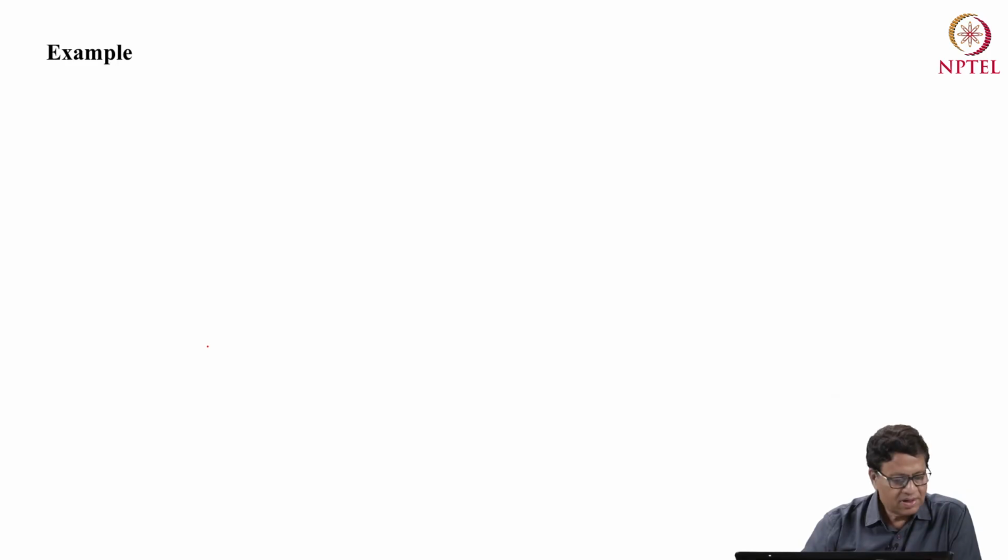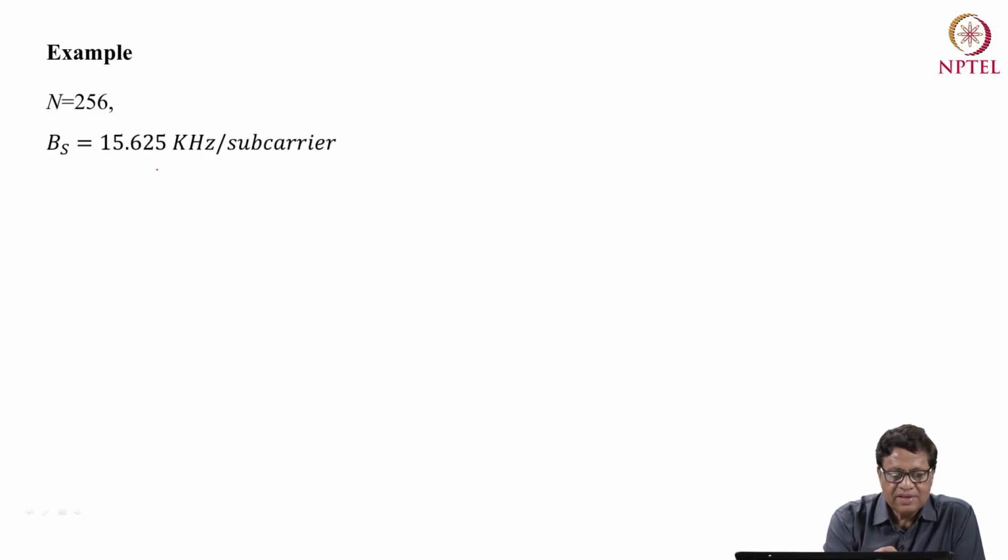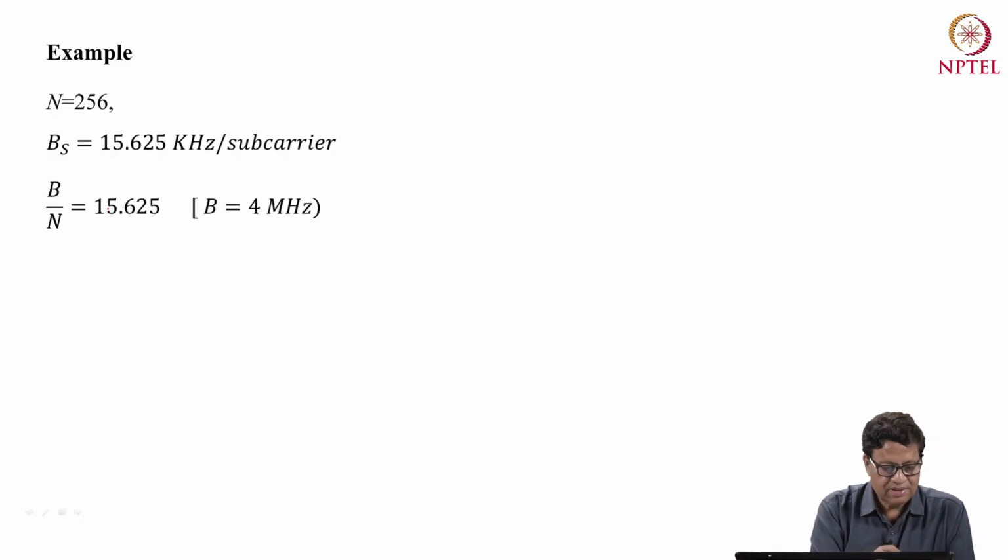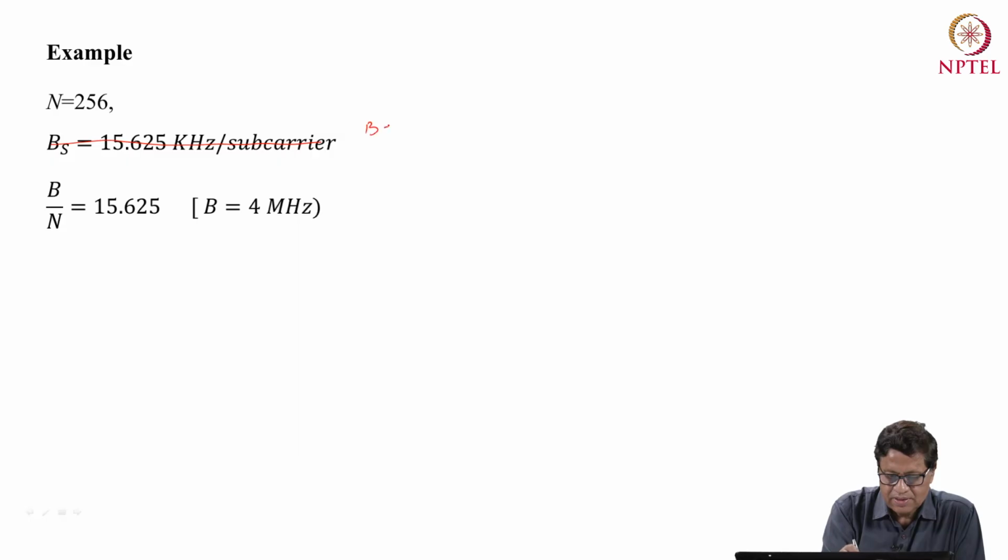So let us understand an example. If N is equal to 256, that is the number of subcarriers, and the subcarrier bandwidth is say 15.625 kilohertz per subcarrier. So B by N, this is B. This is not correct. So B is 15.625 kilohertz.